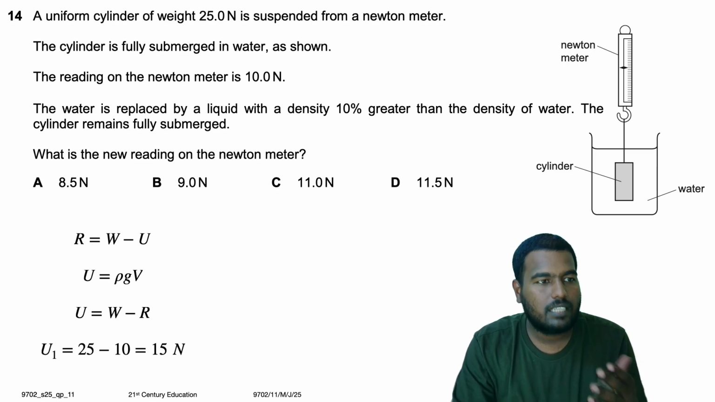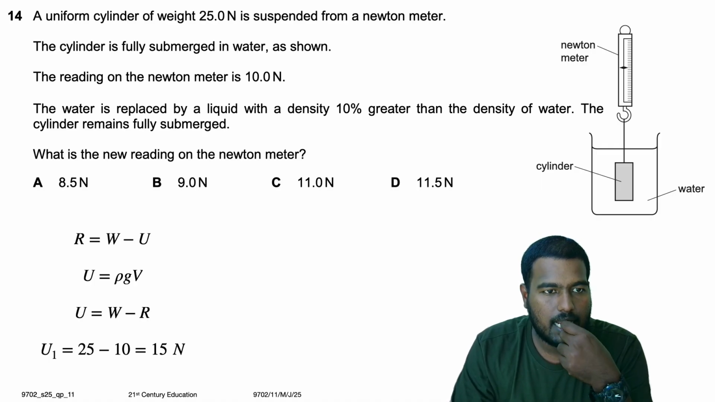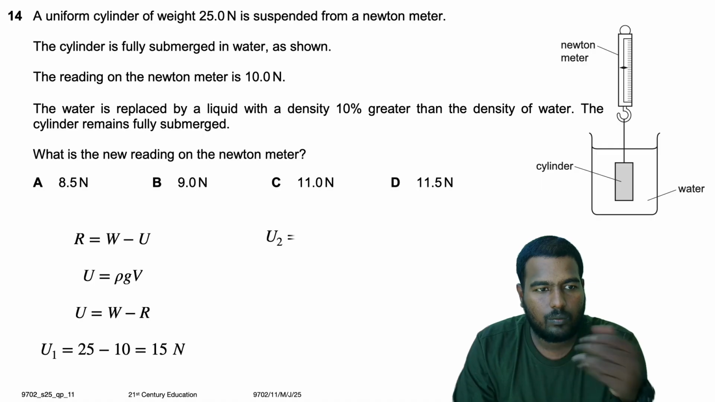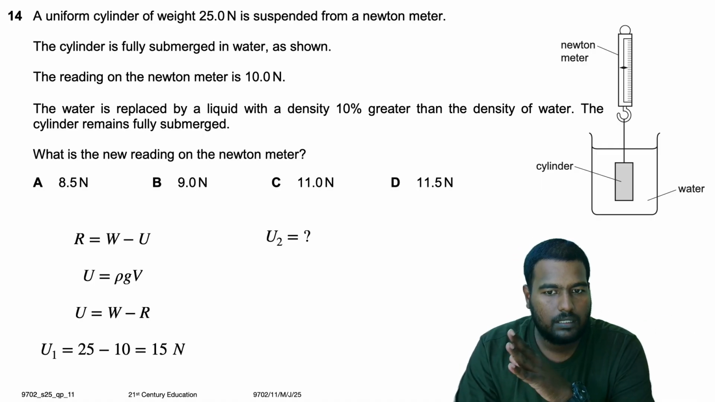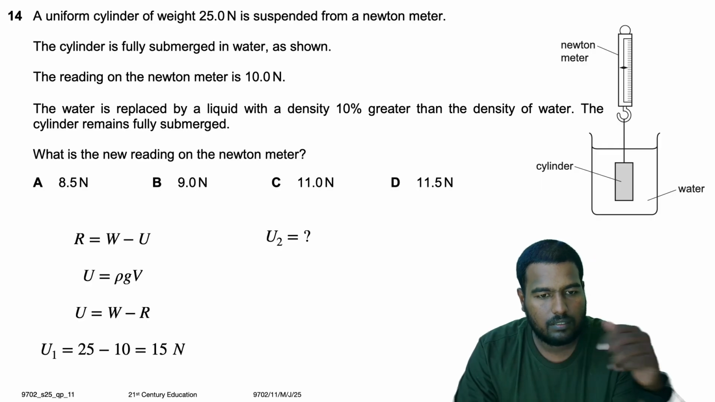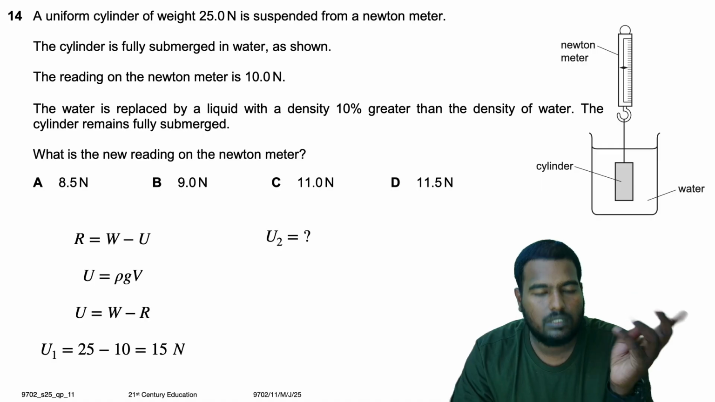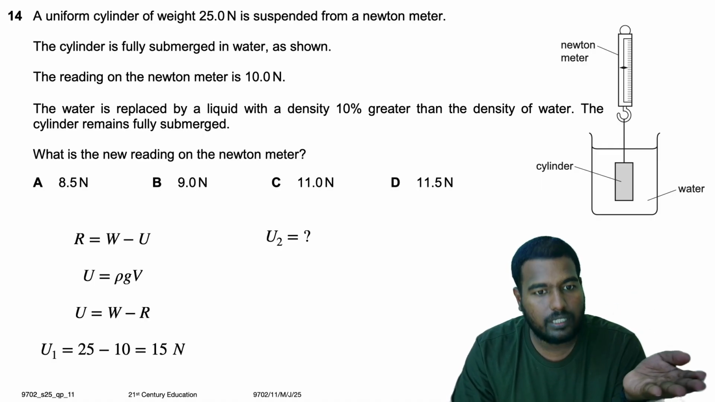Okay. Now they're asking, the liquid has been replaced with one of 10% greater density than the density of the water. What will be the new reading on the Newton meter? So what is the upthrust? First we have to find. We know that upthrust is rho GV. In the first case and second case, only one thing is changing, which is rho. So the density of the second liquid is 110% density of the first liquid. So it is 1.1 times the density of the first liquid.